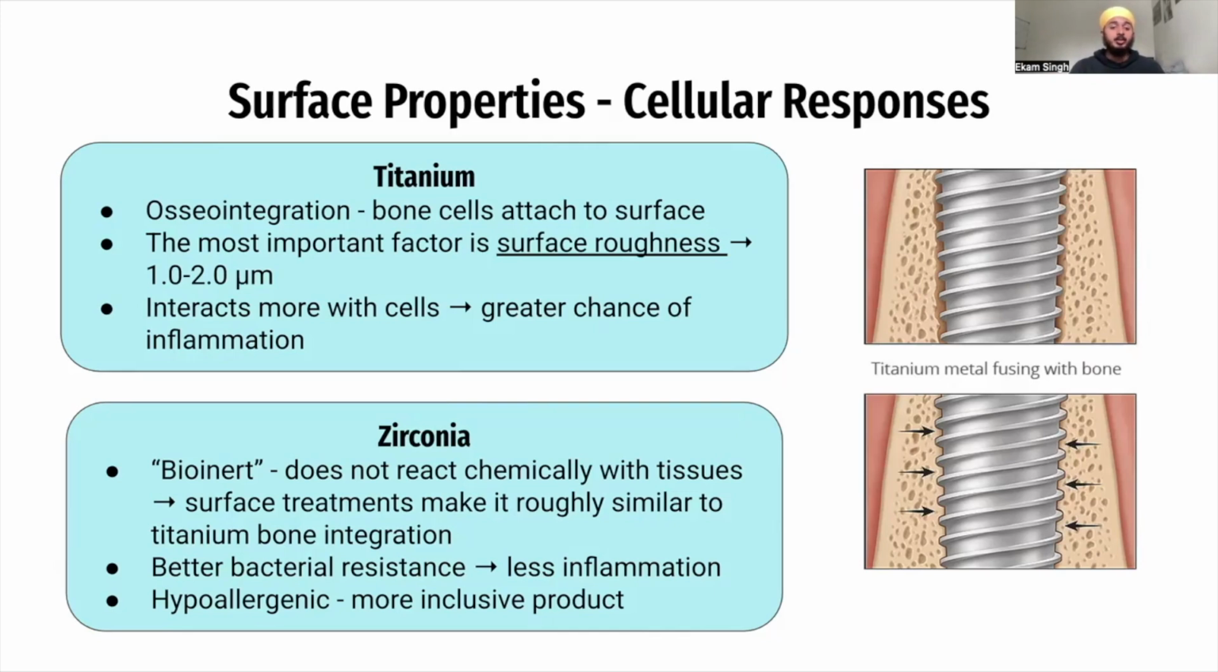Zirconia, on the other hand, is known to be bioinert, which means it does not react chemically with tissues. However, we can use surface treatments like UV and acid washes to make it roughly similar with respect to bone integration. It is bioinert, which means it has better bacterial resistance, which leads to less inflammation, and it is a hypoallergenic product.